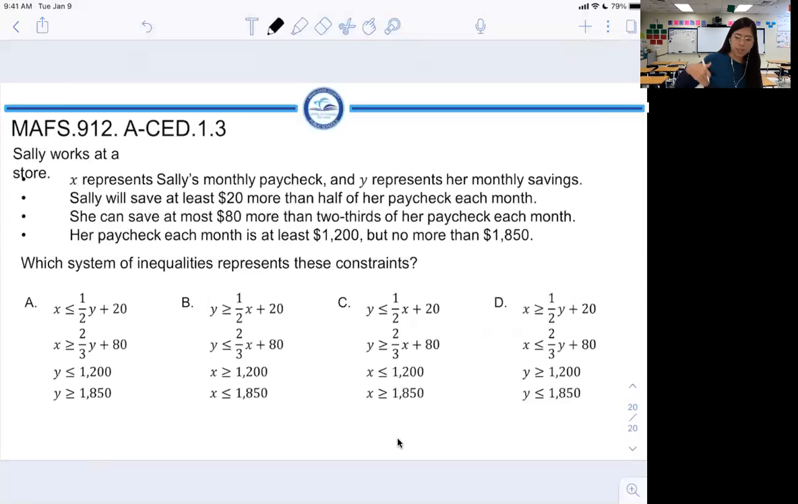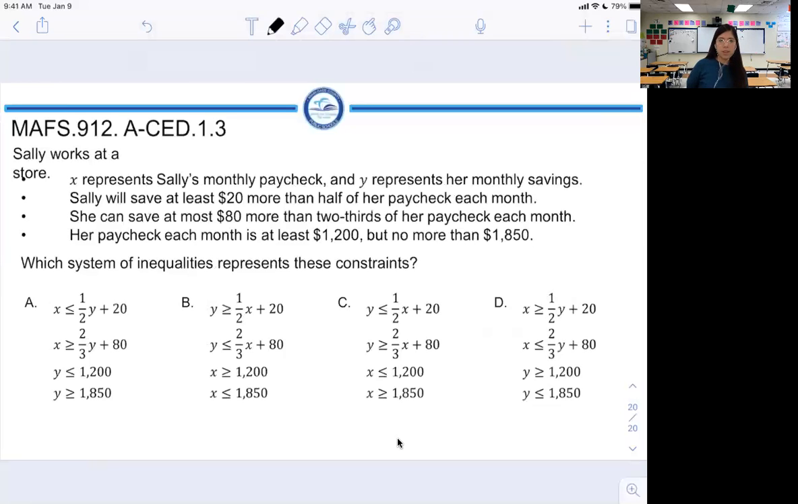And now let's return to this. Here's the last question. Sally works at a store. X represents Sally's monthly paycheck and Y represents her monthly savings. Sally will save at least $20 more than half of her paycheck each month. She can save at most $80 more than 2/3 of her paycheck each month. Her paycheck each month is at least $1,200, but no more than $1,850.